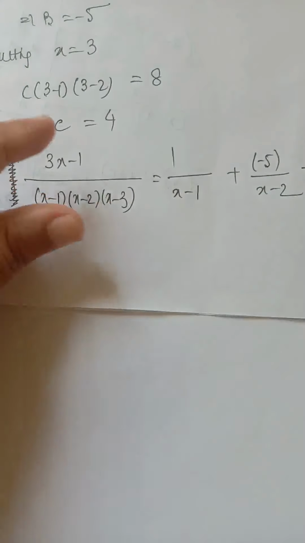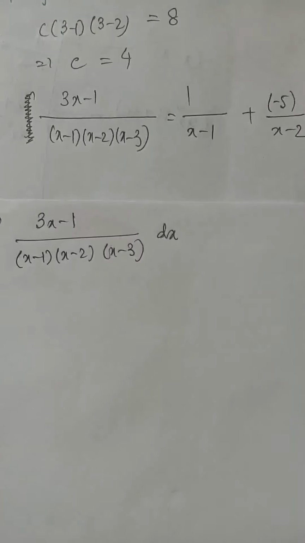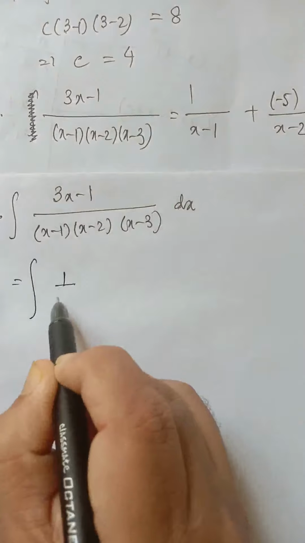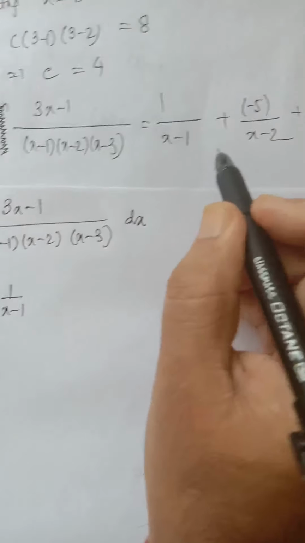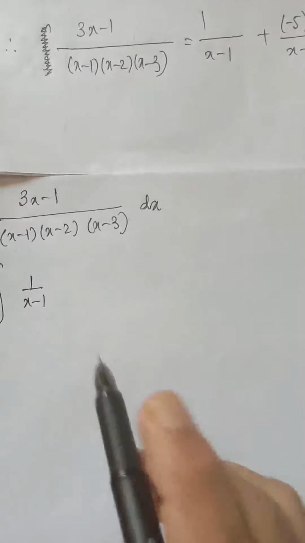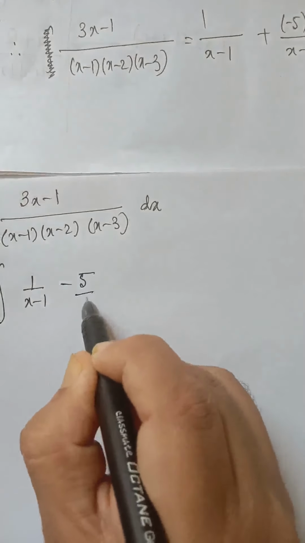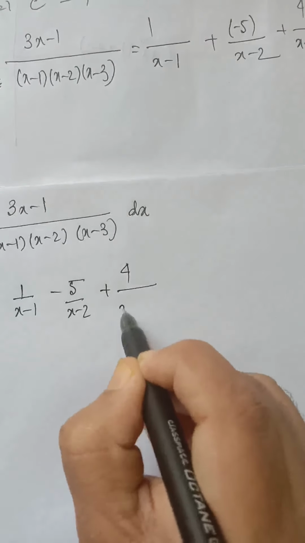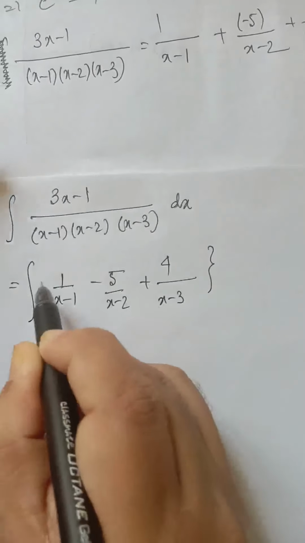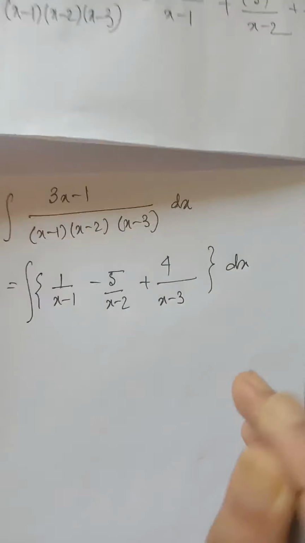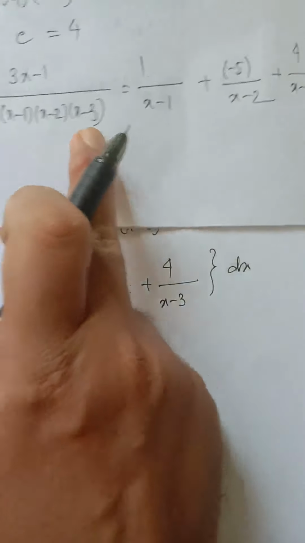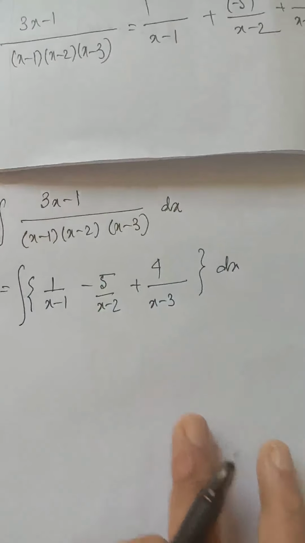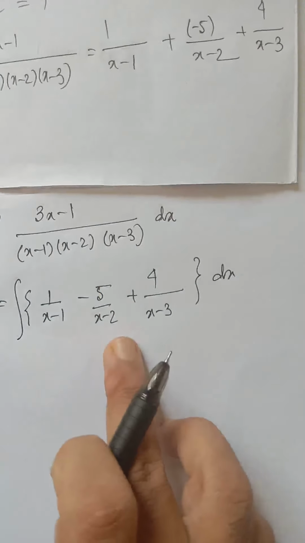We have resolved this into partial fractions, and now the integration of this will be, you can see, 1 by x minus 1, minus 5 by x minus 2, plus 4 by x minus 3, as the given fraction is equal to this plus this plus this. So I have also expressed the given fraction in this form.